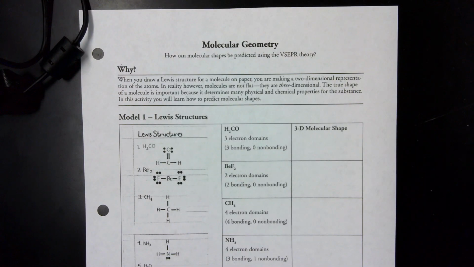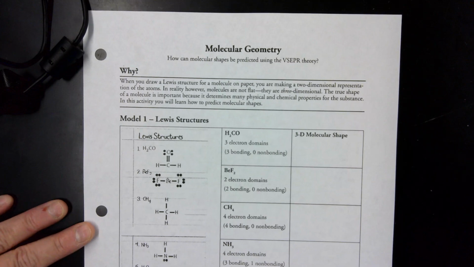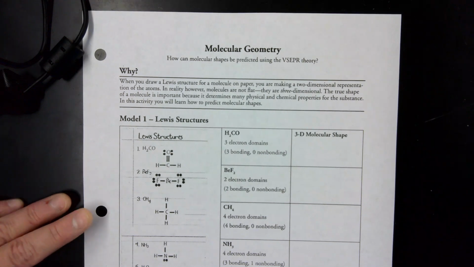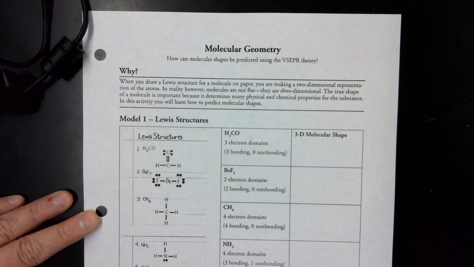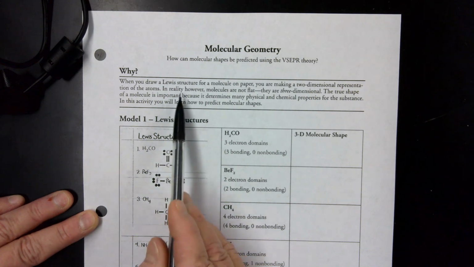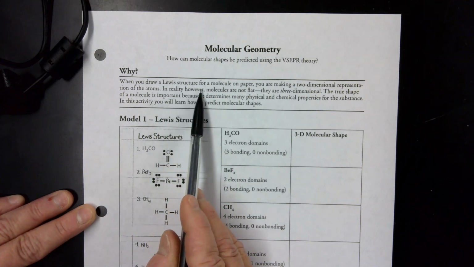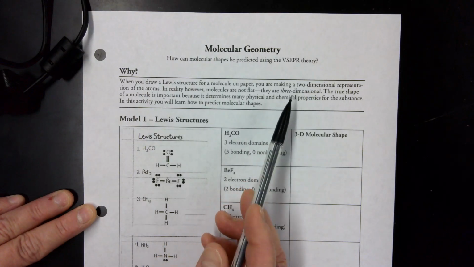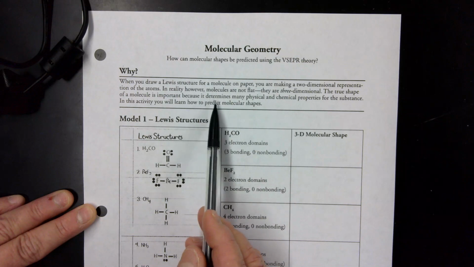In this lesson, we're going to learn about molecular geometry and how electrons arranged around the central atom will dictate what shape molecules can take. We're going to start by looking at this POGIL, which talks about Lewis structures. When you draw them on a piece of paper, you're making a two-dimensional representation of those atoms. But in reality, they are three-dimensional.